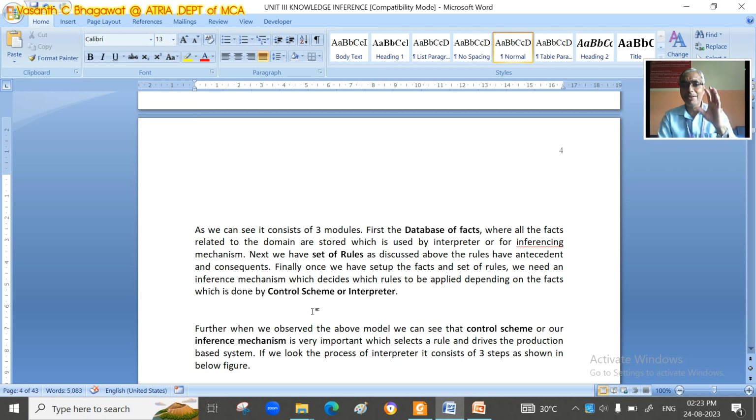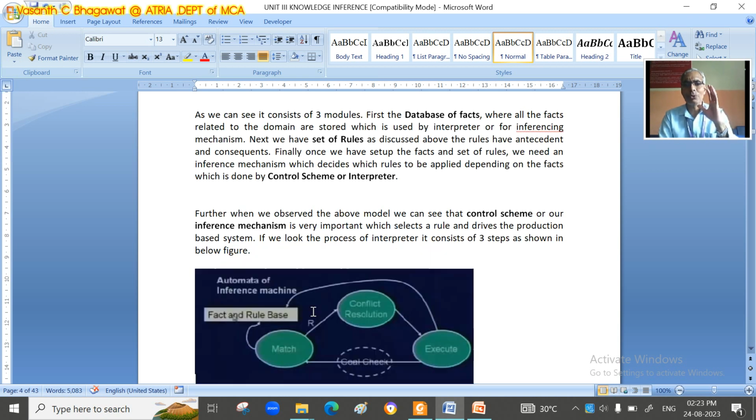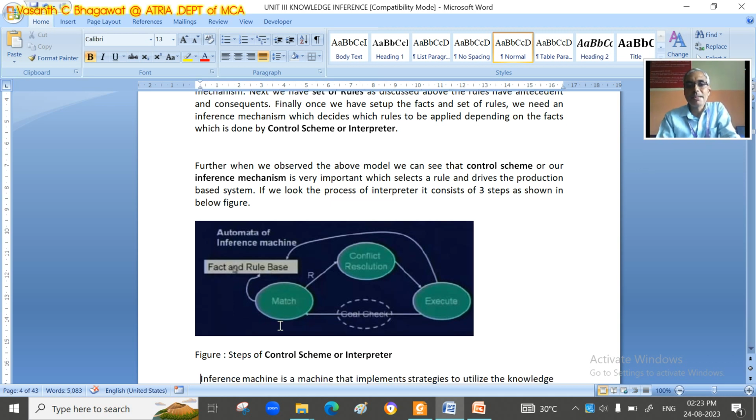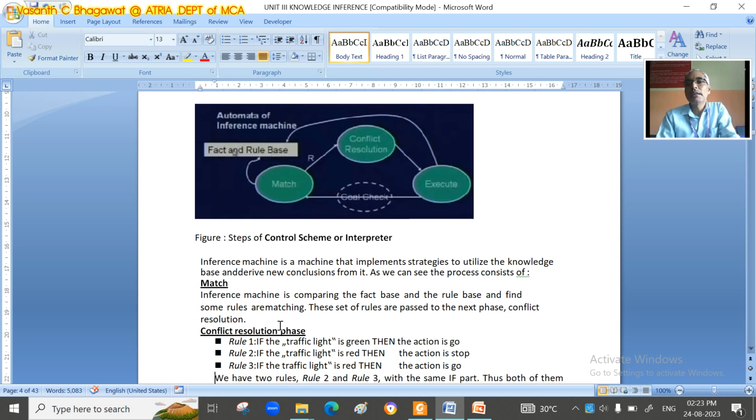This inference engine, or interpreter, also called the control system, is a very important thing. How does our inference mechanism work? It is broadly divided into three steps: a matching stage, conflict resolution, and execute. These are the three important steps present in our interpreter. Now let us try to understand them one by one.